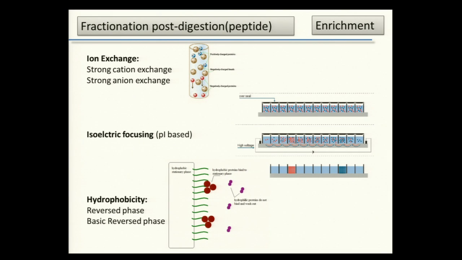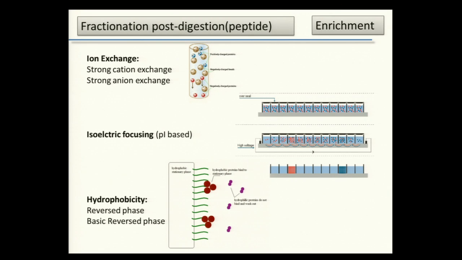Then comes fractionation at the peptide level. Again, when you solubilize, you lyse, and you digest a complex mixture of proteins, you're going to end up with an even more complex mixture of peptides. And you might have peptides coming from a very abundant protein that are completely masking peptides from a very non-abundant protein. So the idea is to start fractionating, divide and conquer.